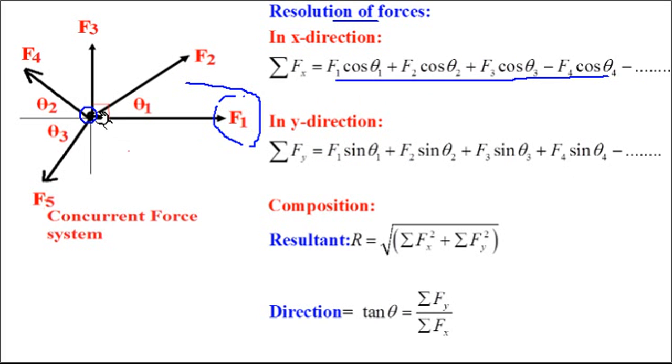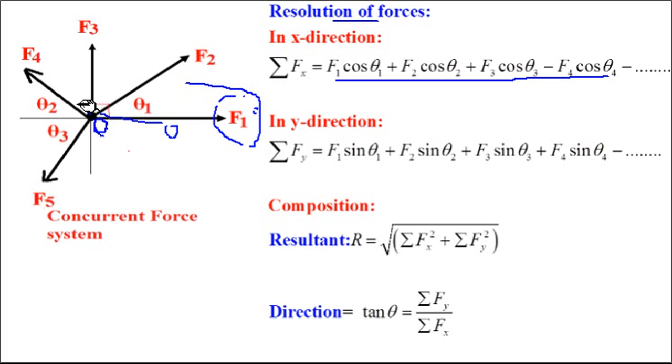You observe this particular diagram carefully. So here force system is concurrent at this particular point O. Okay, you can say it as O. All forces are passing through this particular point O. So here force F1 acting along its direction means its angle theta will be 0 degree with x axis, because this is x direction.